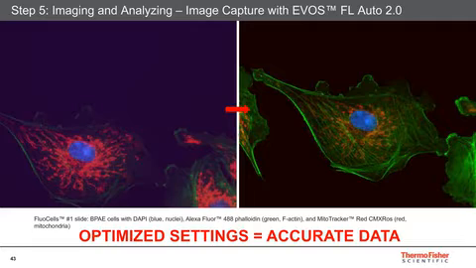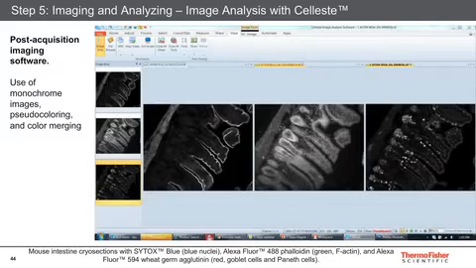But once you've taken your image, you often want to analyze it on a different software package, your image analysis software. Here at Thermo Fisher Scientific, we sell our Celeste software, for instance. But there are others out there, like ImageJ or Fiji or various commercial ones that you can use. And there are certain characteristics that you need to keep in mind when considering optimized publishable images.